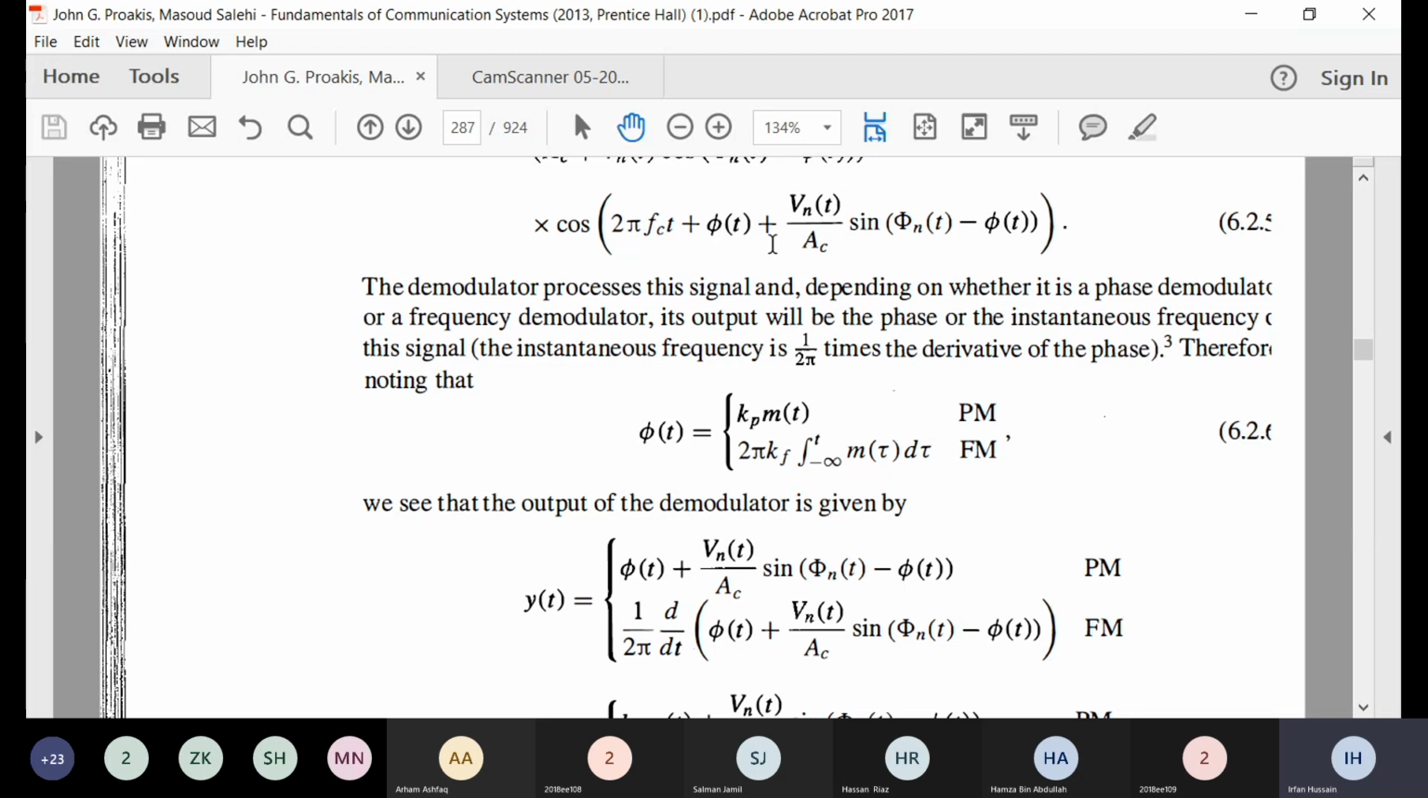but KFMT is 1 over 2 pi derivative of whatever the phase. So whatever the phase derivative 1 over 2 pi, this will be the output of the FM demodulator.